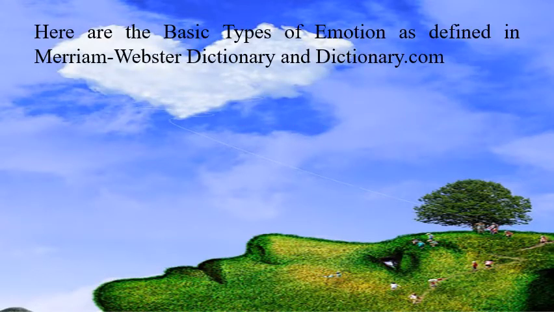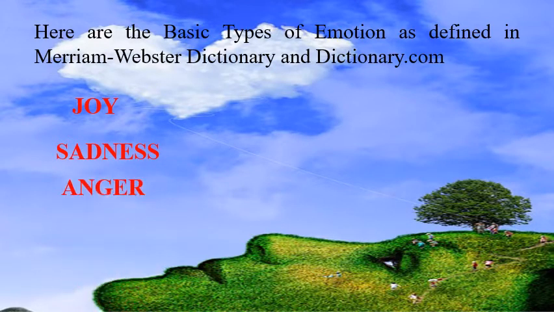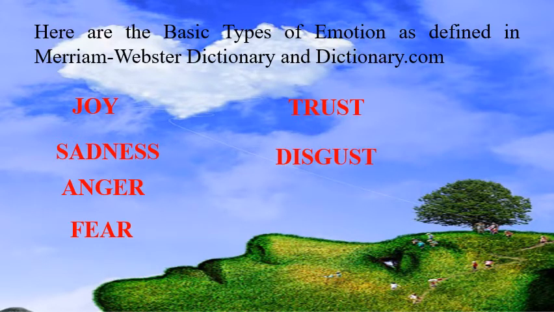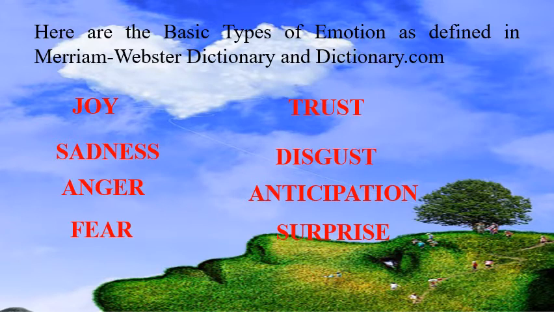So here are the basic types of emotions as defined in Merriam-Webster Dictionary and dictionary.com. First is joy, sadness, anger, fear, trust, disgust, surprise, and anticipation. So let's get to know them better as we go further and beyond our slide.